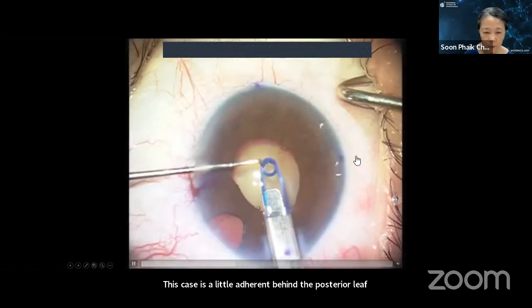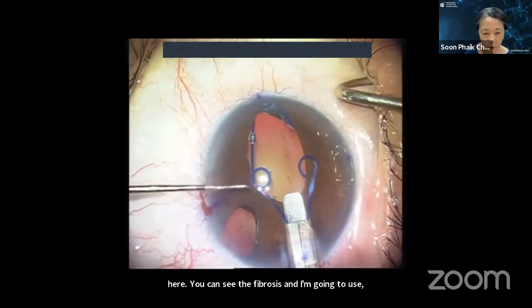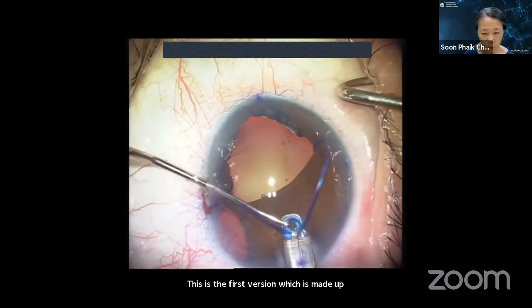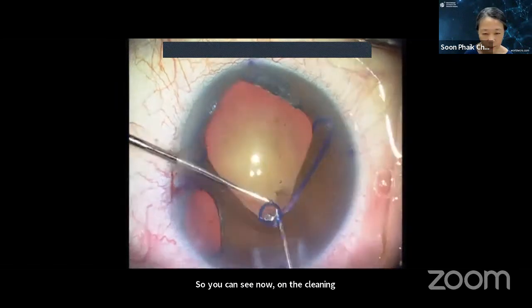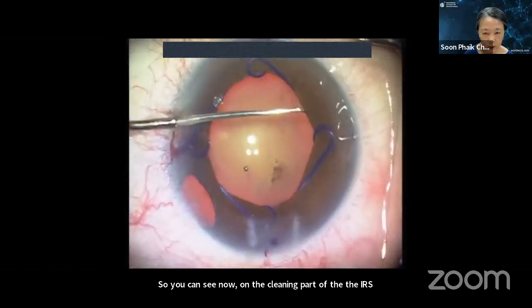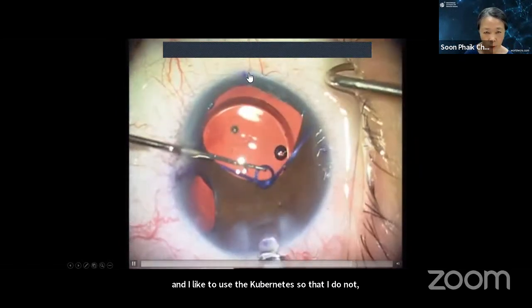And I'm going to use a Malugin ring. This is the first version, which is made of Prolene 4-0, which is stiffer and easier to handle for pupils that are small. So you can see now I'm going to latch on the trailing part of the iris, and I like to use a Coughlin hook here so that I do not stretch the pupil extensively or push the leading scroll into the angle.